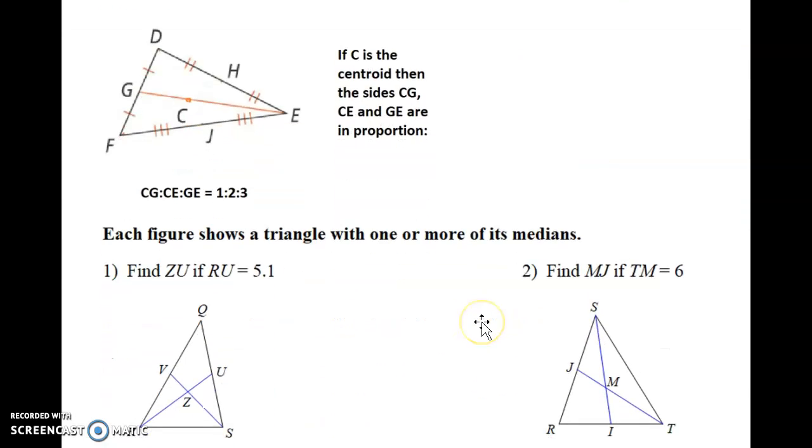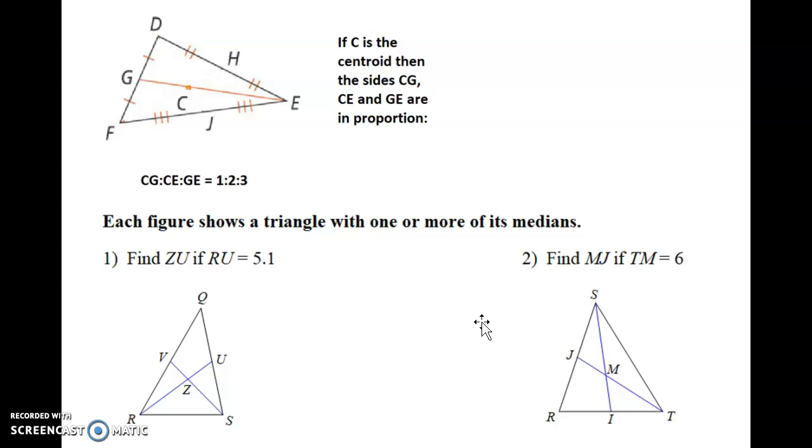Here's what I mean. So I'm just going to limit it to looking at a single centroid. If C is the centroid, the sides CG, CE, and EG, or GE, are in the same proportion, 1 to 2 to 3. So it's like this one is the 1, this is the 2, and altogether is 3. Okay?